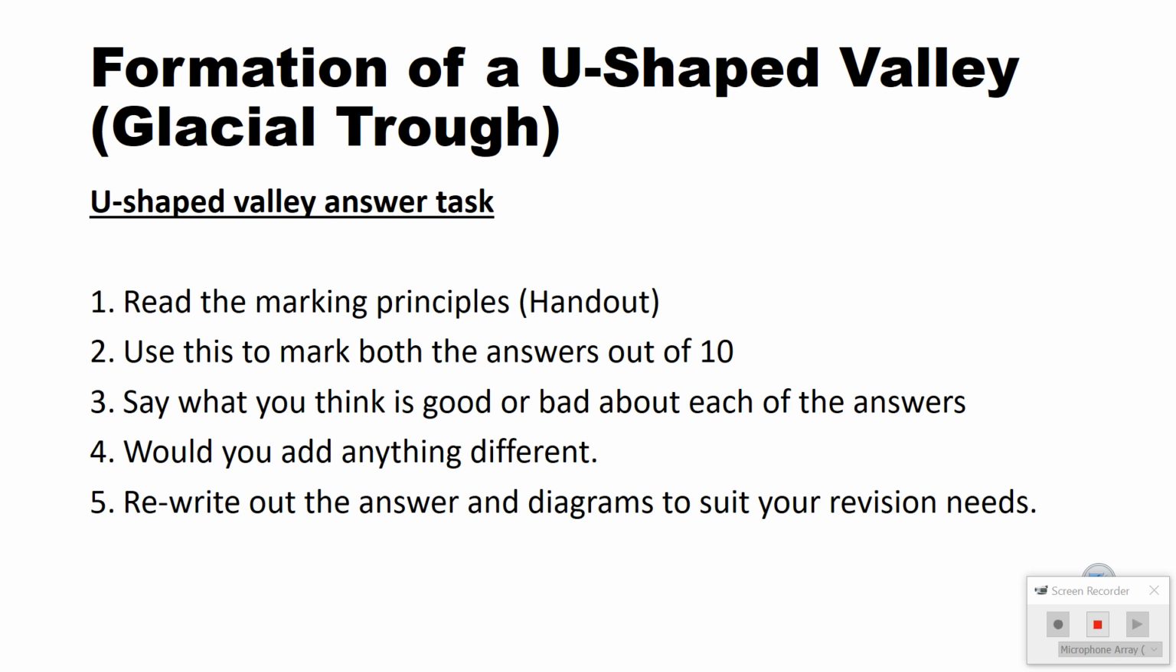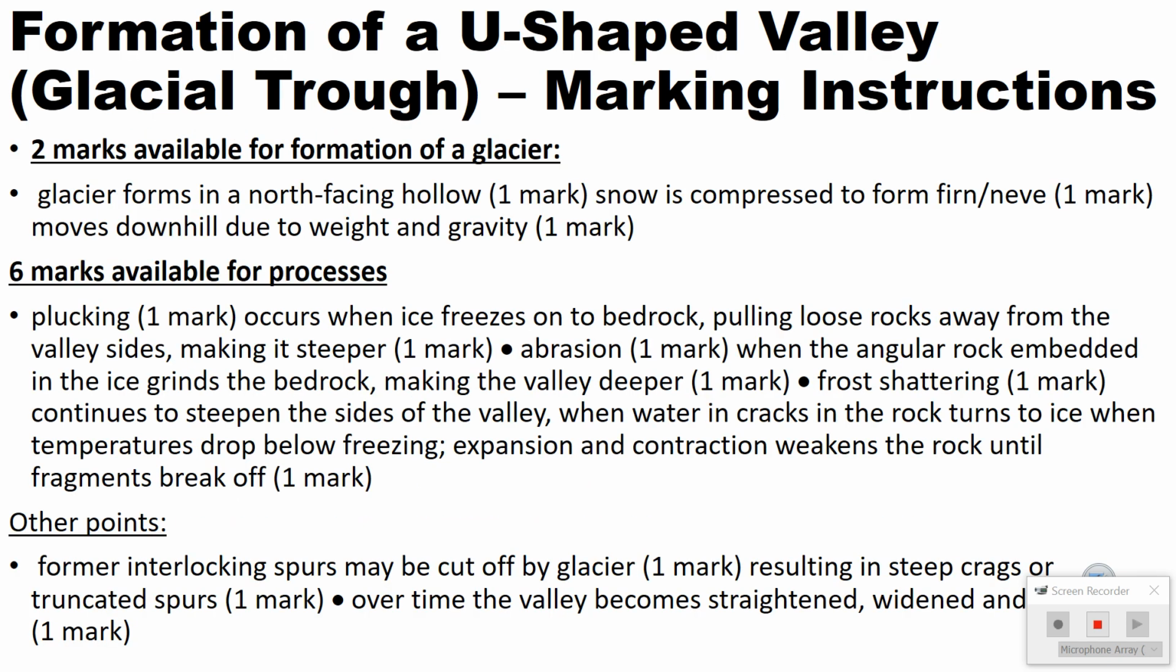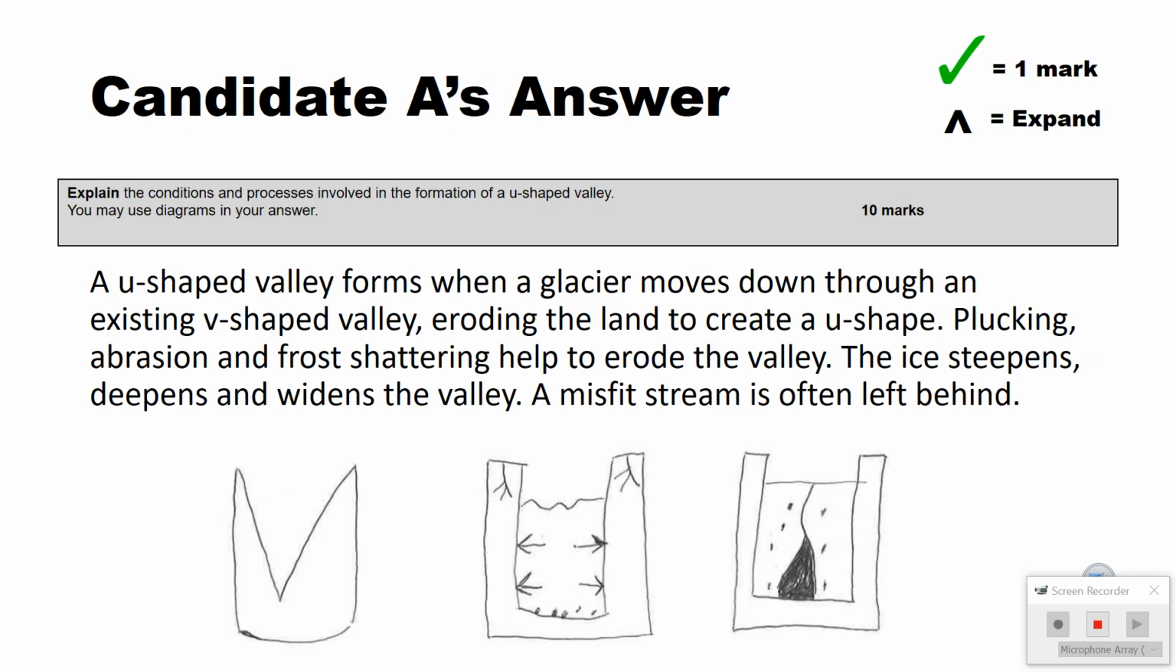I'll discuss some points from them. There's your marking scheme to go and have a look at the answers with. Let's remember 2 marks for formation of a glacier, 6 marks for processes, and lots of other points you could have in there. So candidate 1, give a tick for a mark, and a wee shape like this, called a caret, for an expand point where they haven't said enough and they need to say a bit more. That's normally how I mark your work, as you'll have seen before.